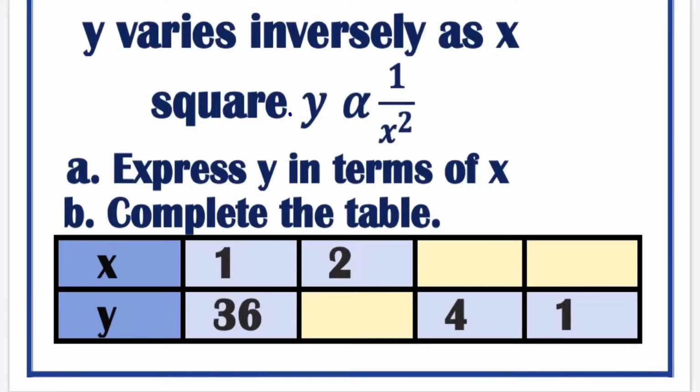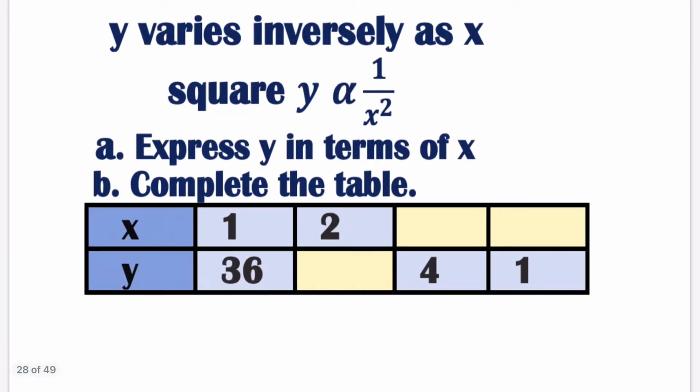So today we have this inverse variation equation that has a square. So let's get started. Looking at our equation, y varies inversely as x squared. Since y varies inversely, we need to write 1 over x squared.